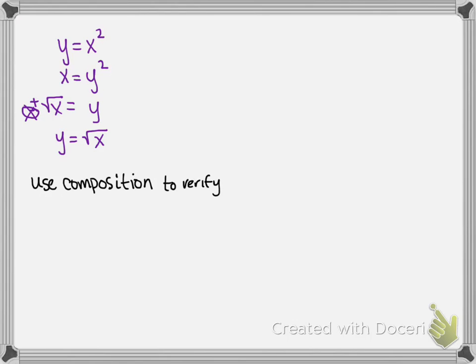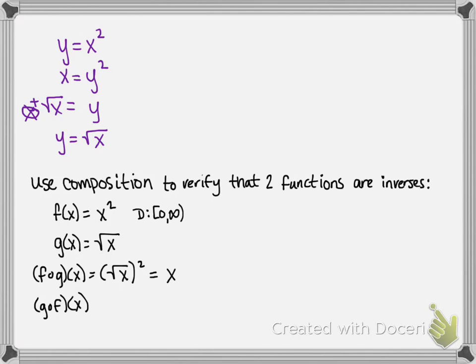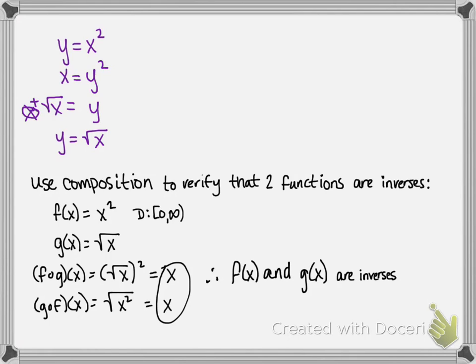Another thing I want to review is using composition to verify that two functions are inverses. So if f of x equals x squared with the restricted domain from 0 to infinity, and g of x equals the square root of x, let's form their composites. f of g of x equals the square root of x squared, which is equal to x, and g of f of x equals the square root of x squared, which is x. Both of these equal x, so that means that these two functions are inverse functions.